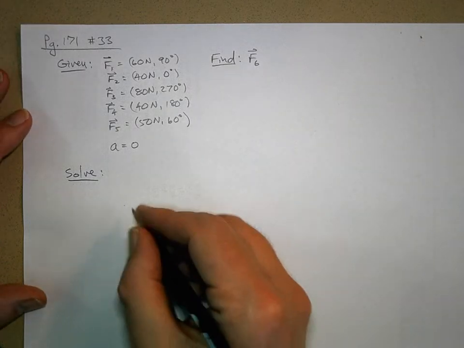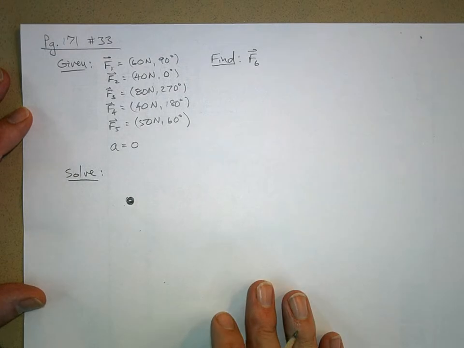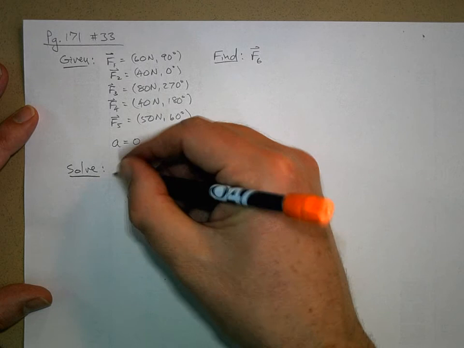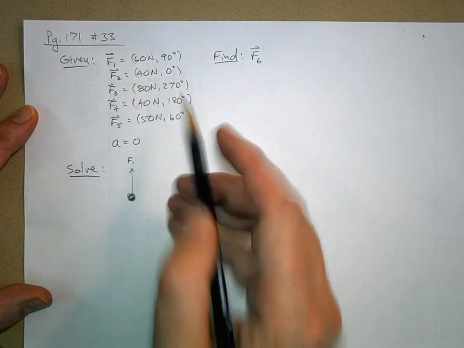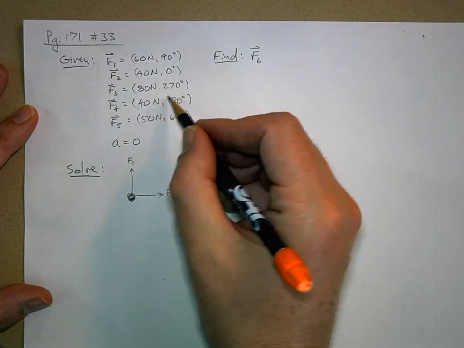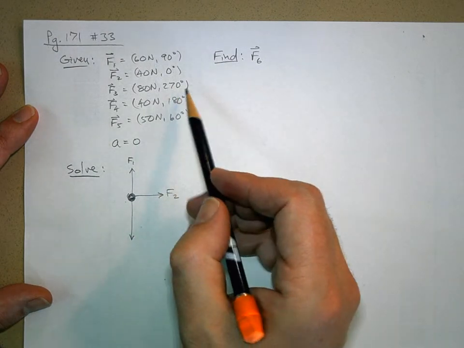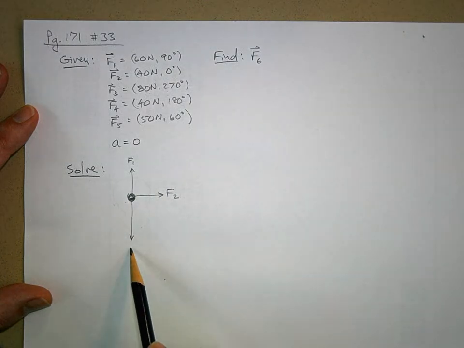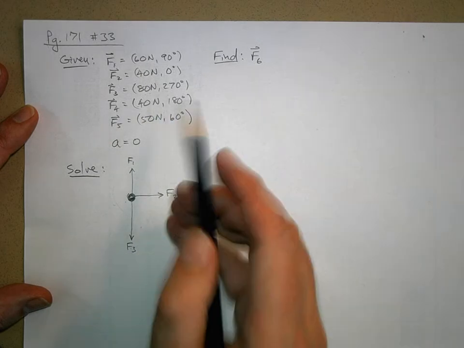So let's just have an object. I'll just draw the object as a dot. And we're going to draw these forces acting on it. F1 is 60 at 90. So here's F1. And F2 is 40 at 0, there's F2. F3 is 80 newtons, I'm sorry, 80 newtons at 270. Well, what is 270? That's straight down. There's F3. And then F4 is 40 newtons at 180.